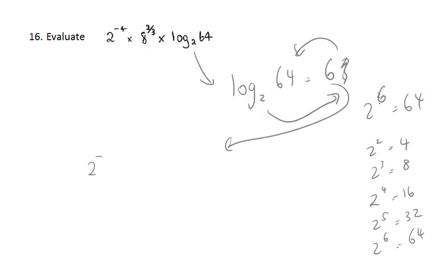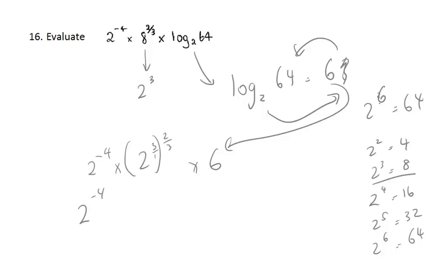We're going to have 2 to the power of negative 4 times 6 here, and we're going to think about this through. Well, 8 is 2 cubed. So we're going to have 2 cubed to the power of 2 on 3, and that's the same as 2 to the power of 1 on 3.